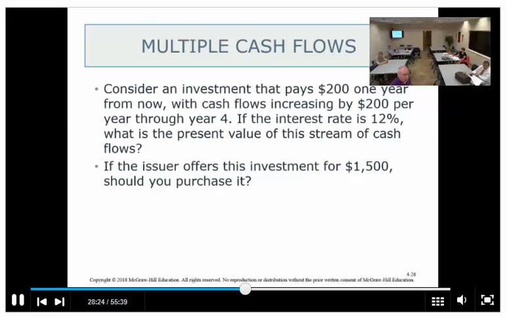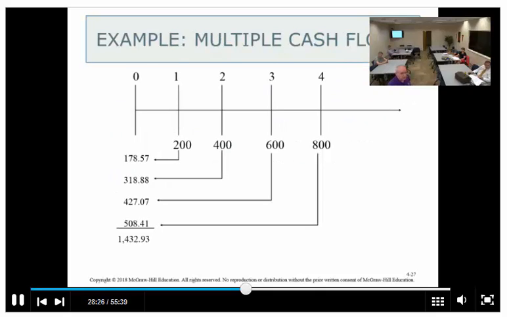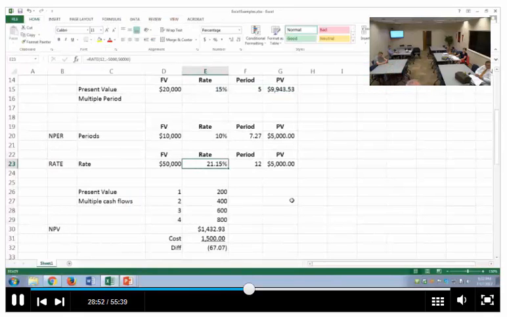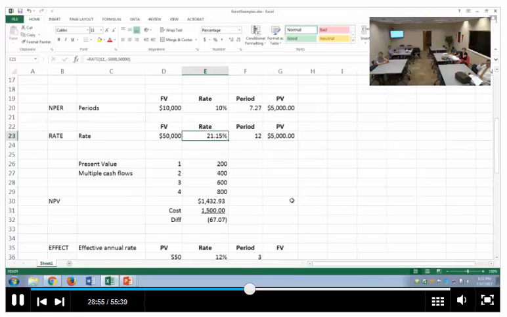Okay, and the person selling us this wants us to pay $1,500. All right. Now, I'll get to the end of the story. The present value of this stream is $1,432.93, so paying $1,500 for it is not worth it. Could you go to the Excel? Now, in Excel, there's a function, and we will be using this when we do the capital investments. All right? And it's called the net present value function.